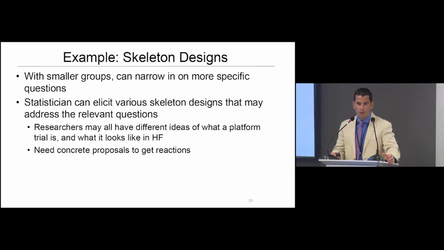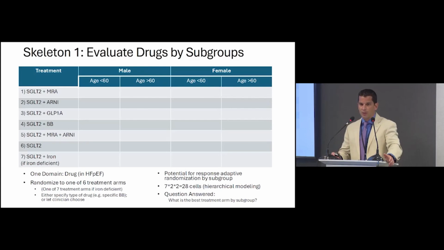So the statistician is really key to this part in the sense that they need to elicit questions and help build what the skeleton design could look like, because not everyone has the same picture of what a platform trial is. And so oftentimes it's up to the statistician to really understand, okay, here are the clinical questions, here's all these different things I'm hearing. Let me put that together in something concrete that they can look at and say, oh yeah, that's what I want, or no, that's not what I'm thinking. And so here are some skeleton designs I put together for a platform trial in heart failure. And I pitched 3 different ideas.